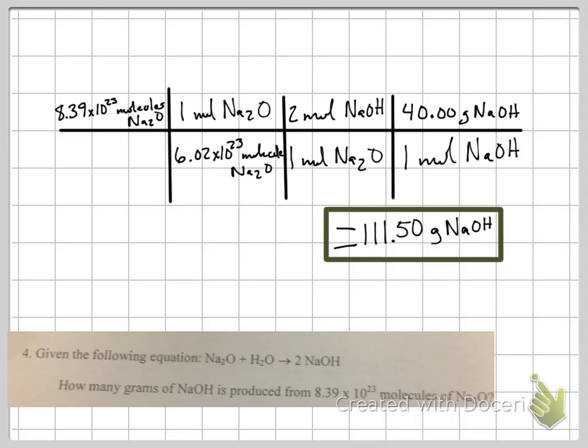Now, go ahead and take some time. Again, rewind, pause, do whatever you need to do. Make sure you understand what's going on, and we're going to do some more problems like this in class.